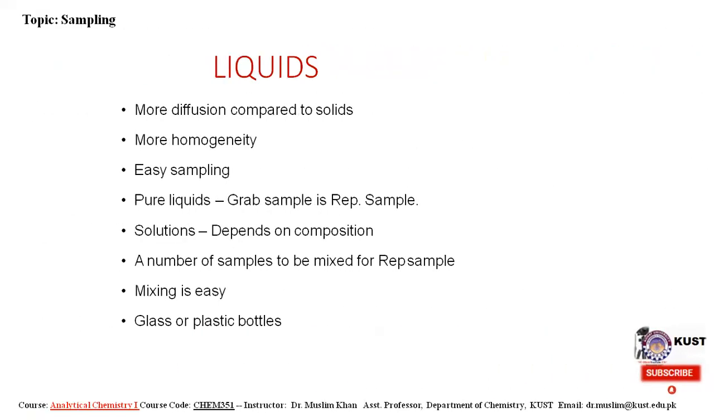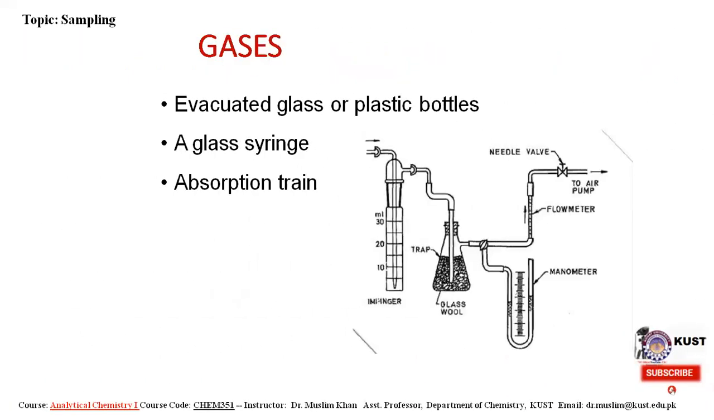We discussed this one. So the other one is the gaseous sample. Evacuated glass or plastic bottles are enough for a gaseous sample, and a glass syringe or absorption train is also used. It is not very easy to collect a gaseous sample in comparison to liquid, but a gaseous sample is more homogeneous in comparison to a solid one.